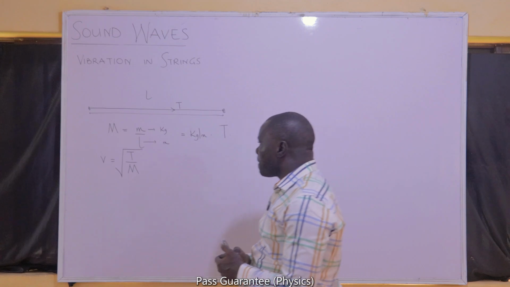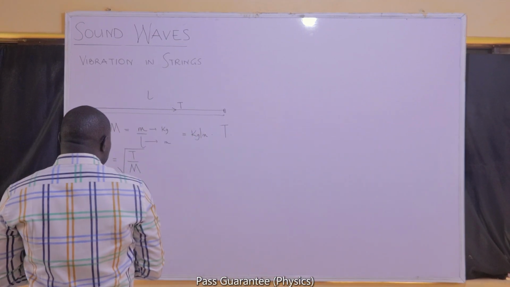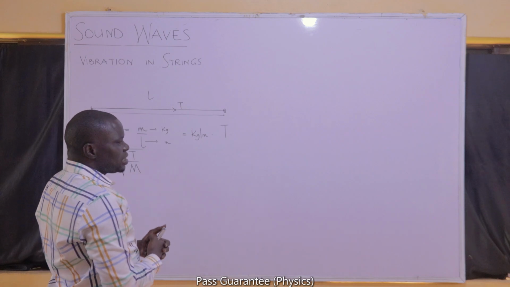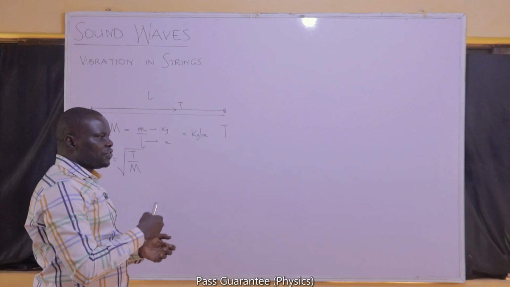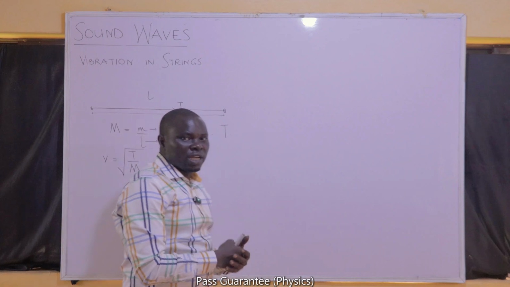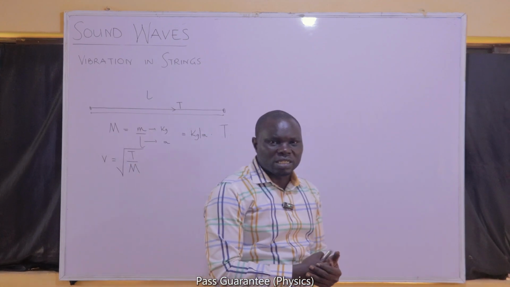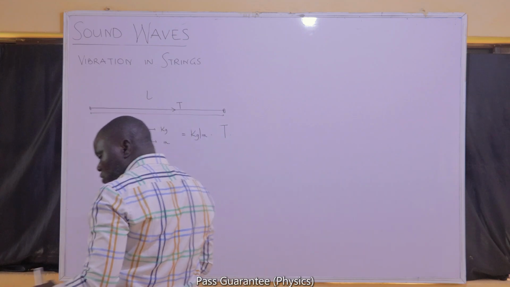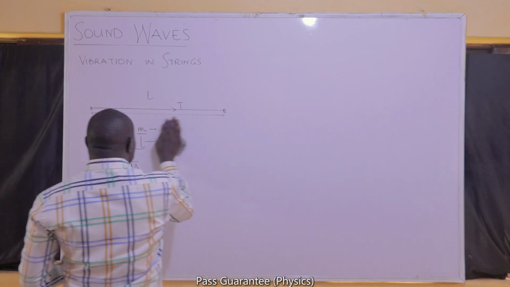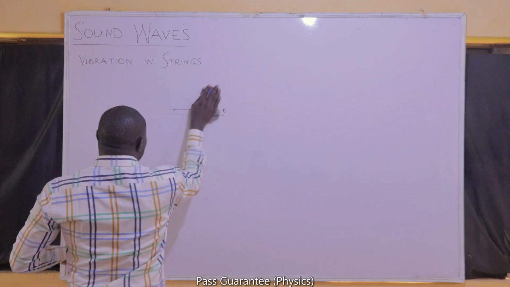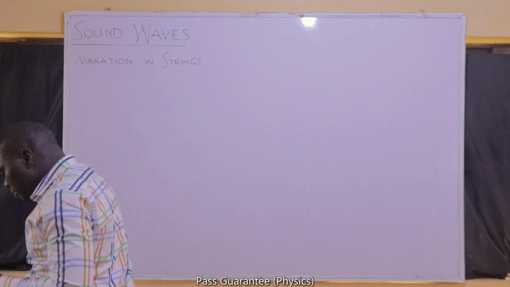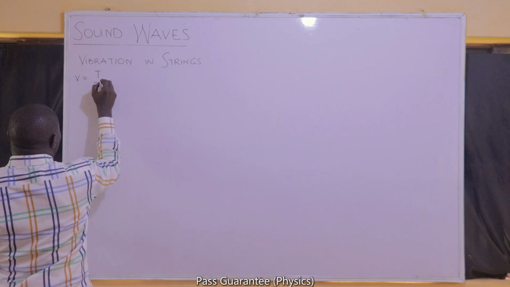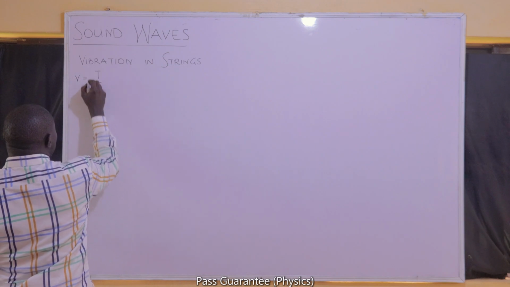We can continue. Now that I know the velocity, let us try to talk about the wavelength, because there are just three parameters for a wave: the velocity, the frequency, and the wavelength. If I can get the velocity and the frequency, then I should be able to get the wavelength. To study the wavelength of vibration of a string, let us write the formula for the velocity somewhere. The formula for the velocity is the square root of T over m.